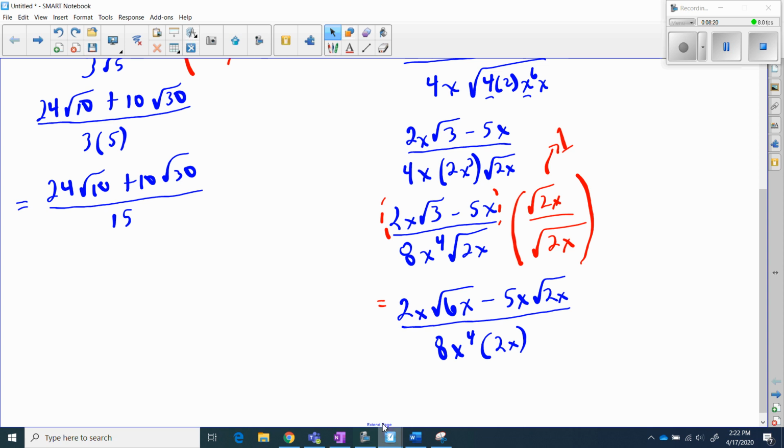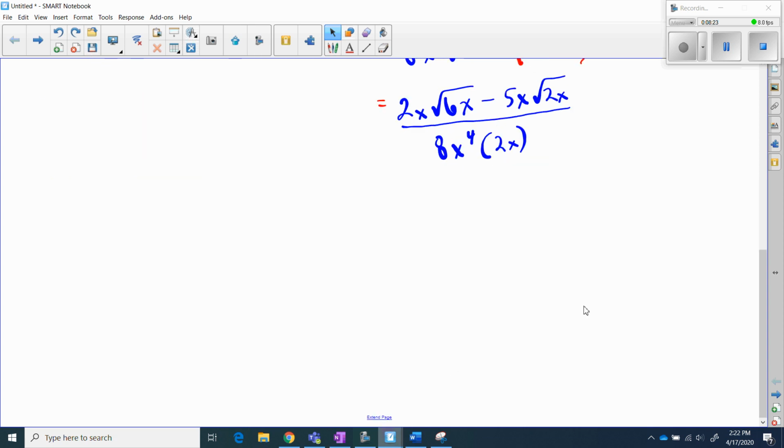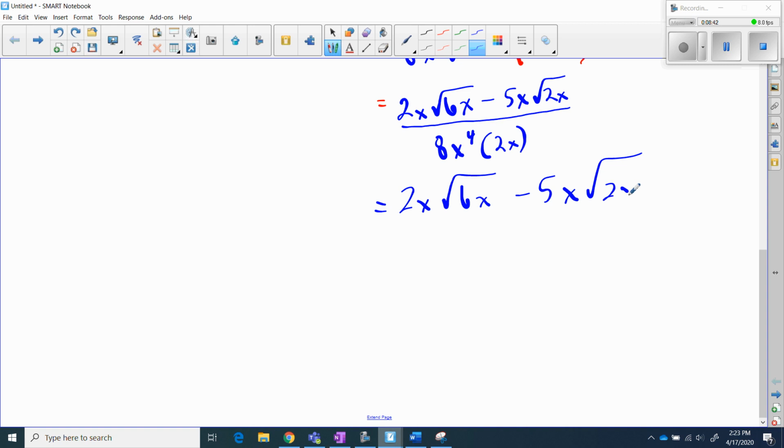All right, so all I have left to do, these don't simplify, the two radicals. They're not like radicals, I can't collect them together, but this can multiply. So I've got one last thing to do here where I multiply these. 2x, square root of 6x, nothing happens. 2x, and the only thing that'll happen now is our denominator will become 16x to the 5th. 8 times 2, 16. Add your exponents, remember that's a 1.